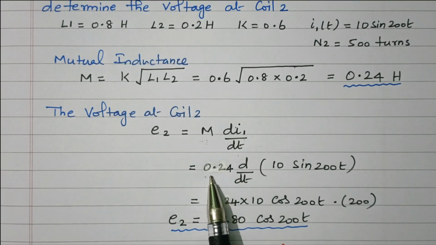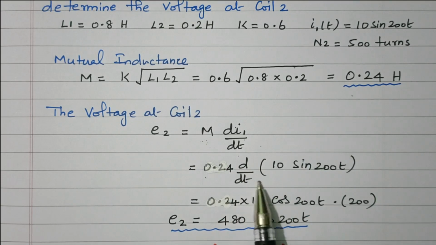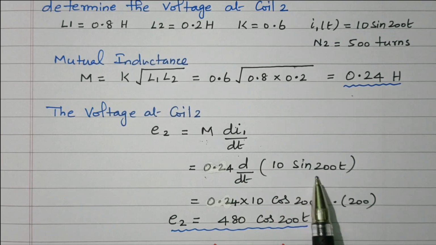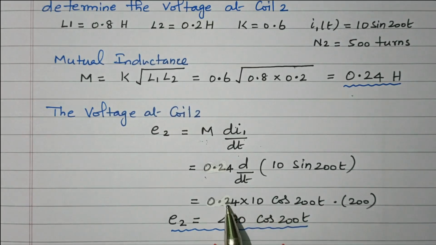So this 0.24 that we calculated, mutual inductance, into d by dt. We need to differentiate with respect to t the current I1, 10 sin 200t. So 0.24, this 10 is constant. Differentiation of sin 200t is cos 200t, and differentiation of 200t is 200. So 0.24 into 10 into 200 is 480 cos 200t. So the EMF induced in the second coil is 480 cos 200t.